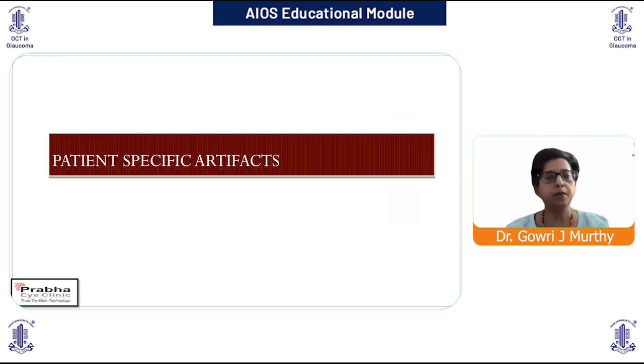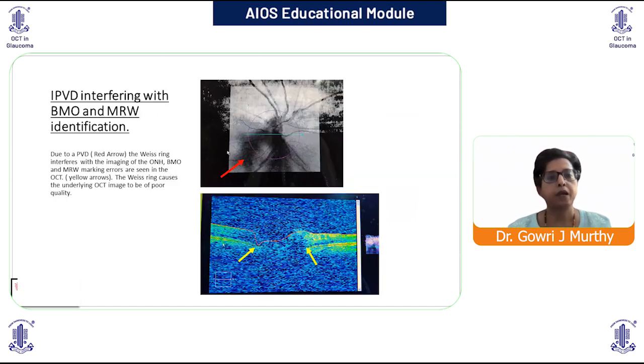Let us look at certain patient-specific or pathology-specific artifacts. Here you can see there is a PVD which has occurred. The Vossius ring interferes with the imaging of the ONH, BMO, and the markings which are seen in the OCT. The Vossius ring causes the underlying OCT image to be of poor quality.